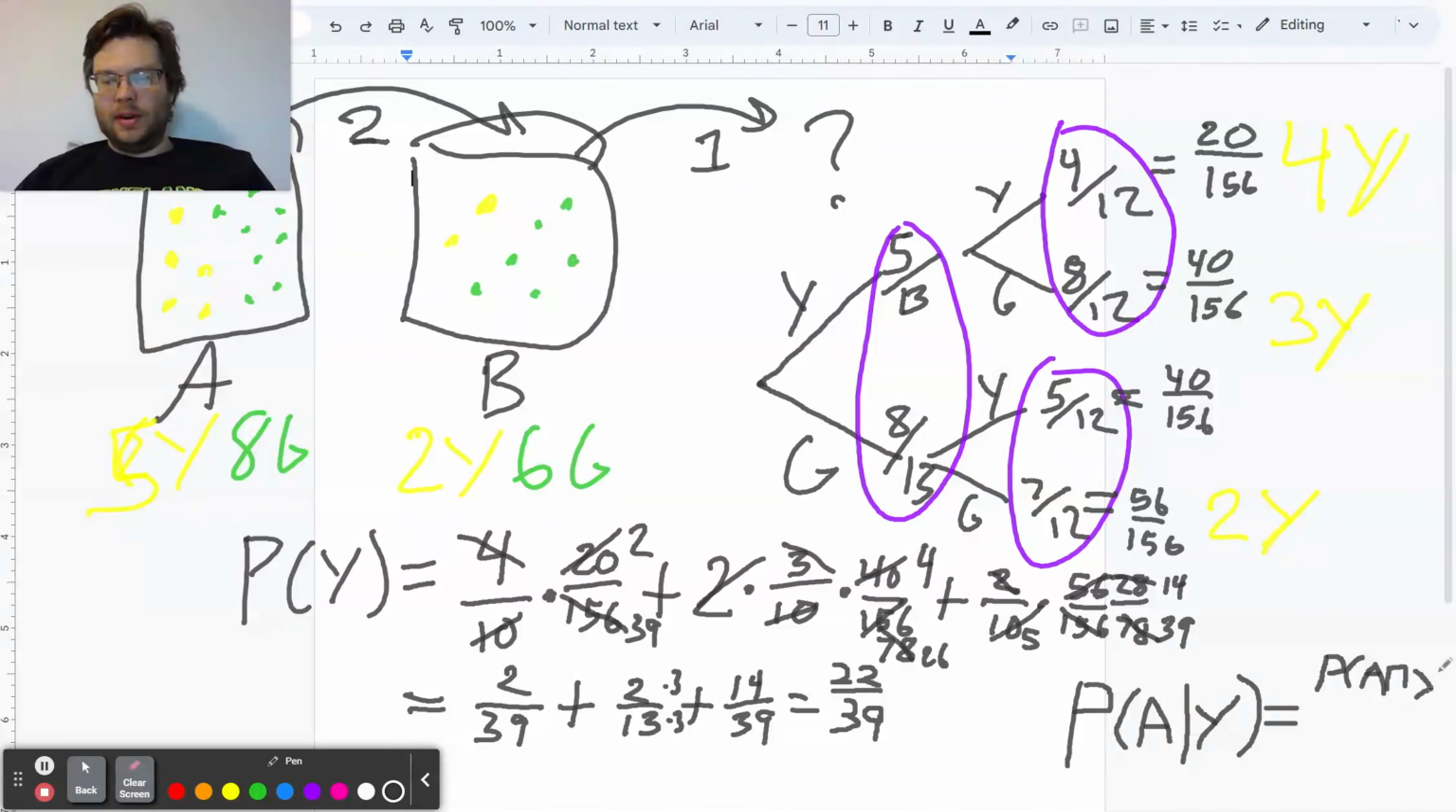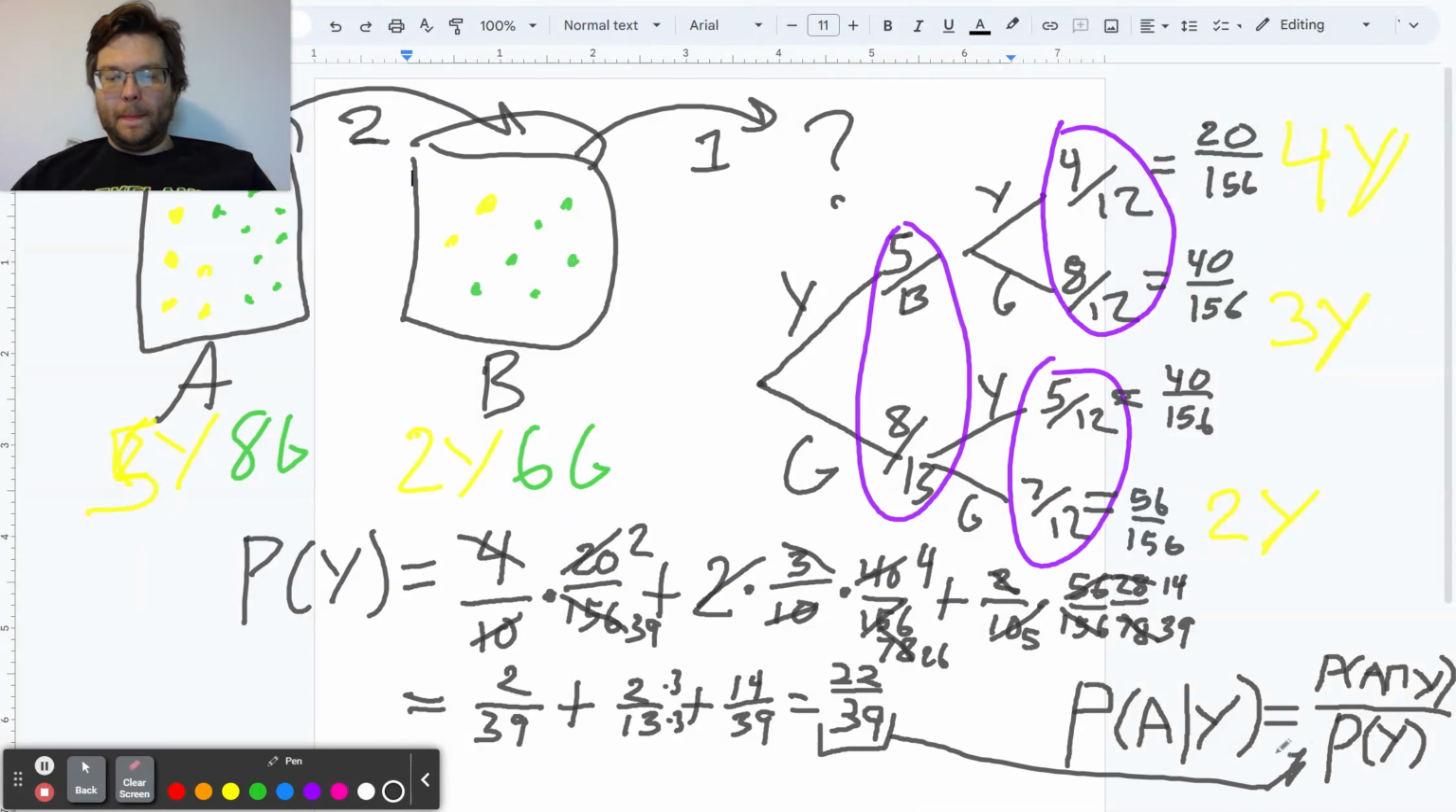Sorry about my handwriting. I'm using the trackpad at this point. Divided by the probability that the marble was yellow. So really, the only piece of information I need is what is the probability that it's from jar A and yellow. So maybe I should be able to get that now that I'm thinking about it fresh. So let's see if we can get this here. We know the bottom probability is going to be 22 over 39 because we just figured that out. So we're going to throw that right here.